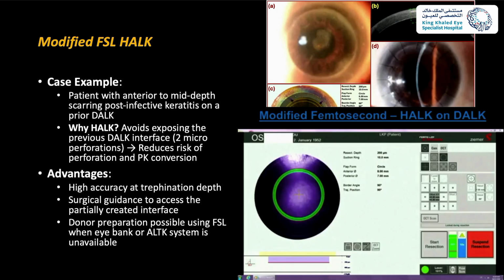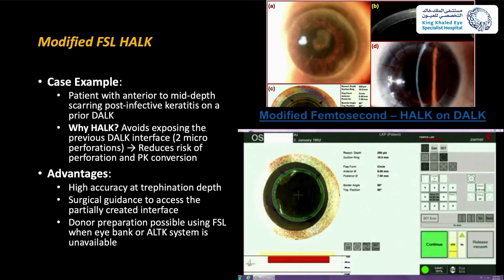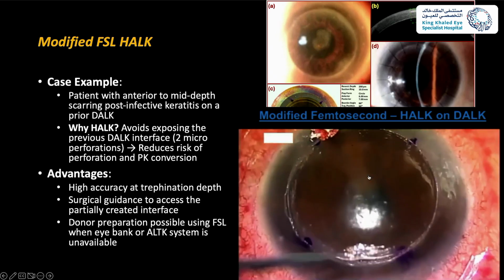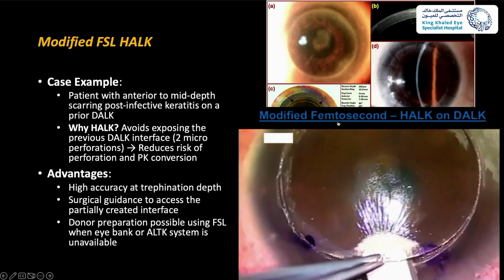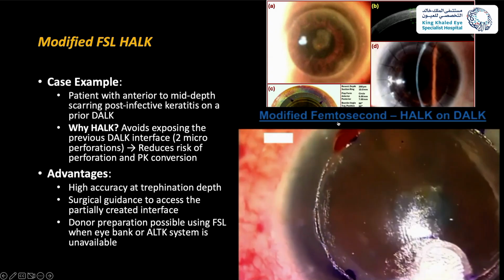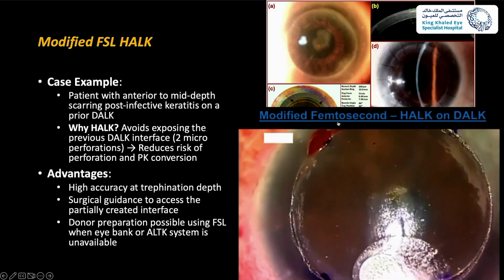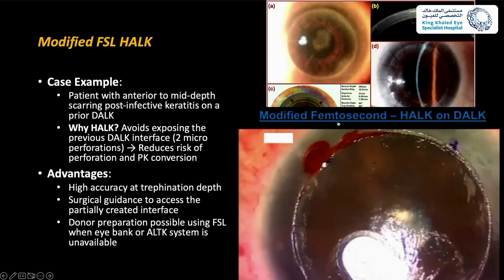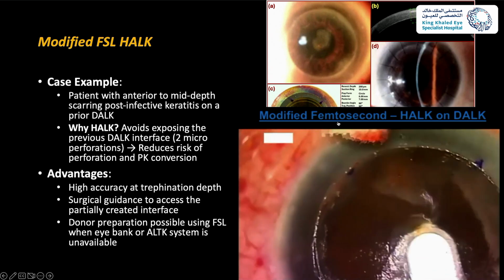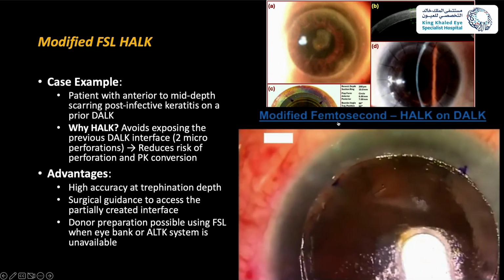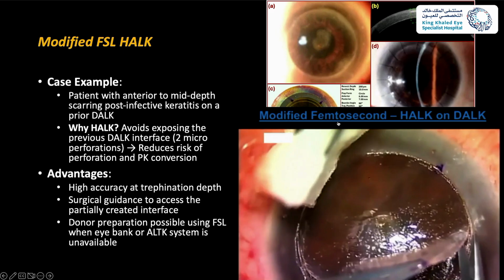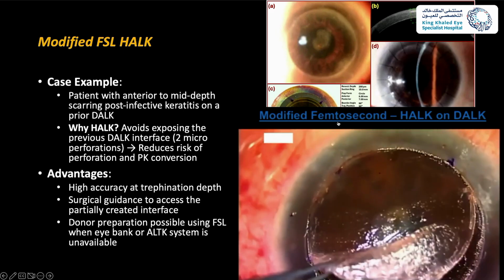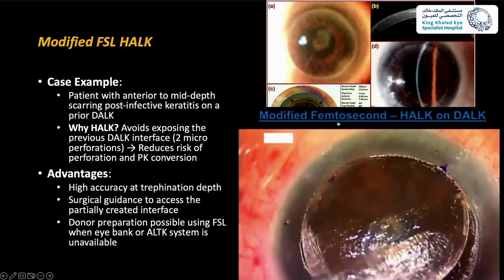So he decided to do femtosecond HALK, and here he overcame the scar by doing an L-shaped cut, as you will see in the case, to do a vertical cut, and then just an initial cut at the level or just beneath the scar level, and then continued with sharp dissection. Basically, the femtosecond will guide you into your trephination depth. So the advantages are high accuracy at the trephination depth, and surgical guidance to access the partially created interface.